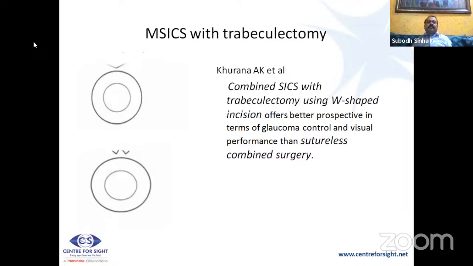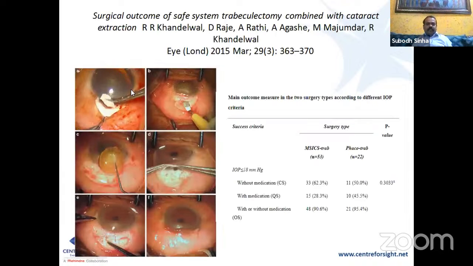You can combine manual small incision cataract surgery with trabeculectomy also. You can do an inverted W incision and use this incision for your trabeculectomy, or you can simply do your technique and then use a Kelly punch to take out the internal lip, and then you have to suture it. There was one study which compared manual small incision cataract surgery trab with phaco trab, and they found there is no significant difference so far as the pressure control is concerned.